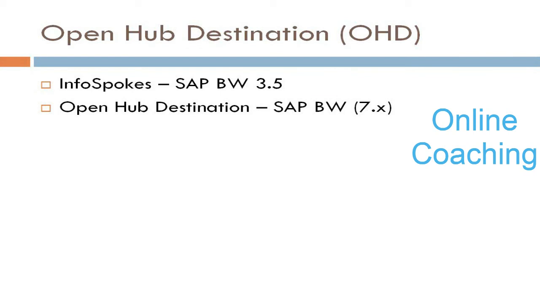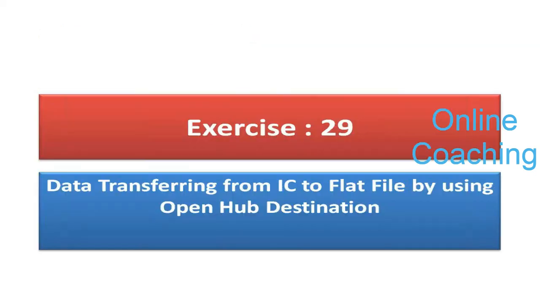For this type of processing, we need to use a tool called Open Hub Destination. We also call it OHD. We used to call this InfoSpokes in SAP BW 3.5. From 7.x onwards, they changed the name to Open Hub Destination. So now I'm going to show you how to load the data from BW into a flat file. Then you will understand this.